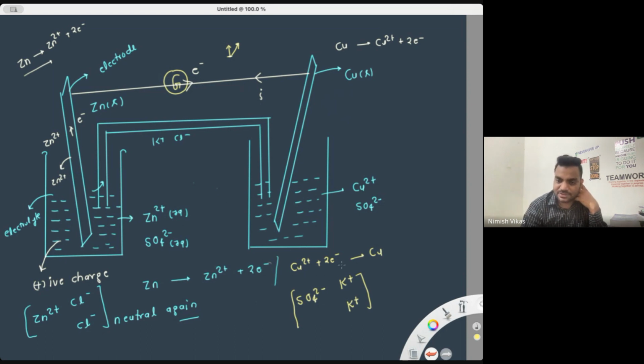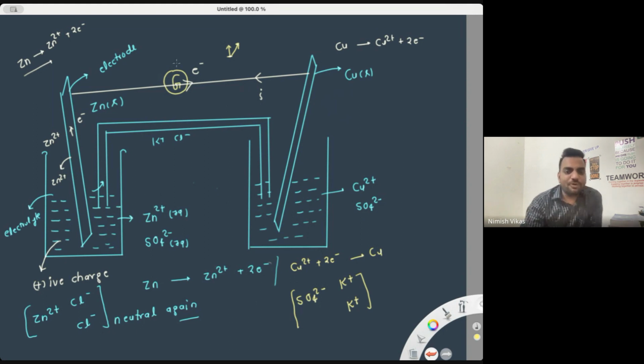Okay. Because we got extra sulfate, right? Cupric is gone. Earlier we had equal amount of cupric and sulfate. Both were neutralizing each other. The moment cupric become copper, we have lesser positive charge, right? Or we can say we have extra sulfate ion. So extra sulfate ion will attract K plus ion from the salt bridge, and it will become neutral again. Yes, sir. Thank you. So both side neutrality is maintained after adding the salt bridge.